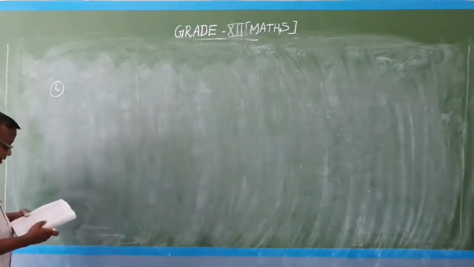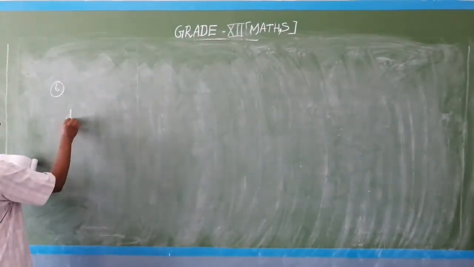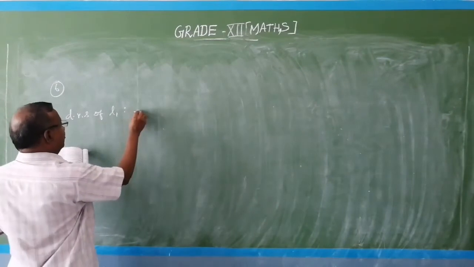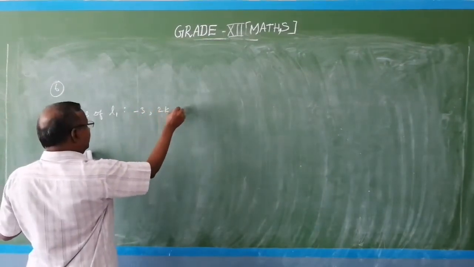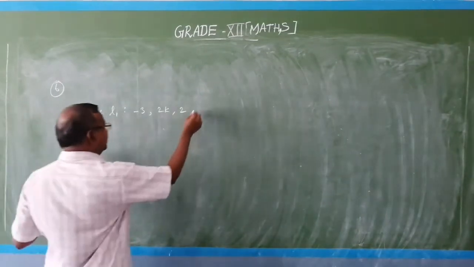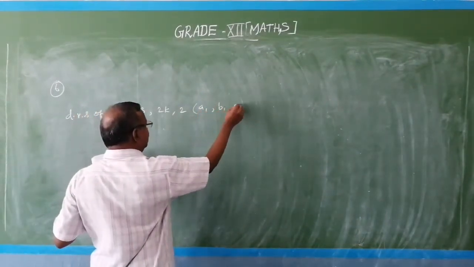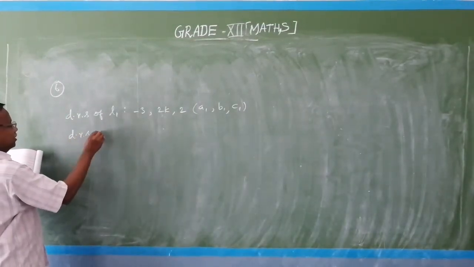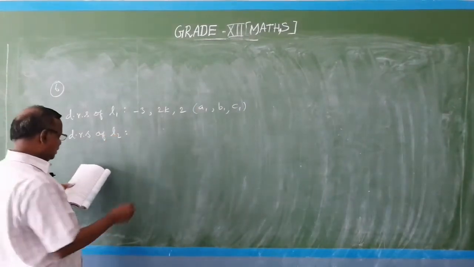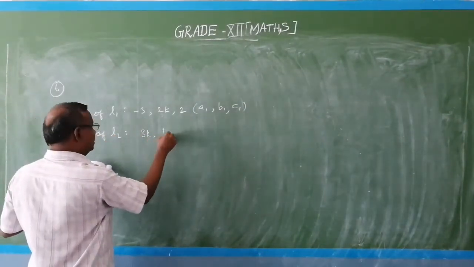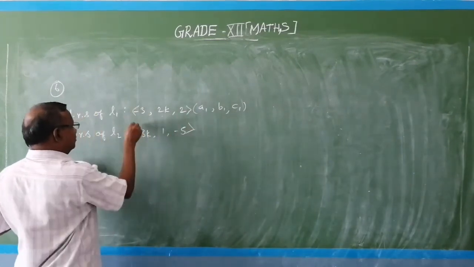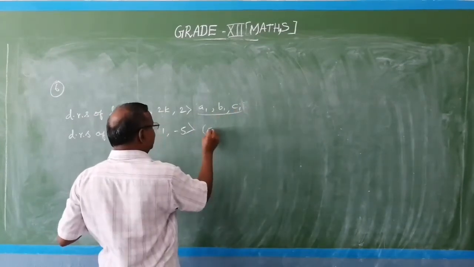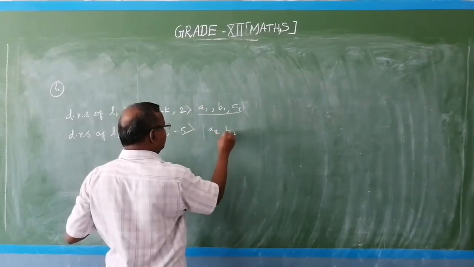Now for the first line, let the direction ratios of the first line be L1: minus 3, comma 2k, comma 2. So consider these as A1, B1, C1. And the direction ratios of line 2 are given as 3k, 1, comma minus 5. These are not points, therefore we call them A, B, C. So this is A2, B2, C2.